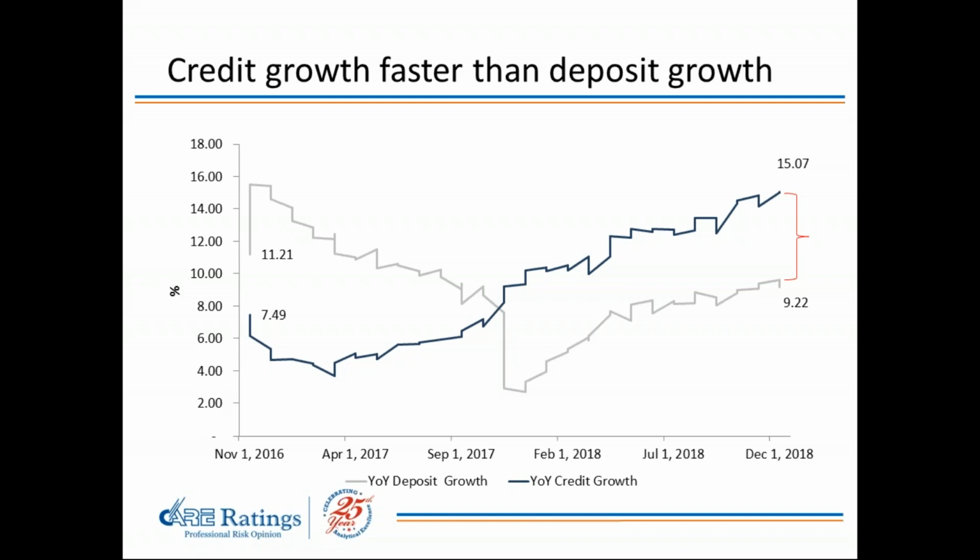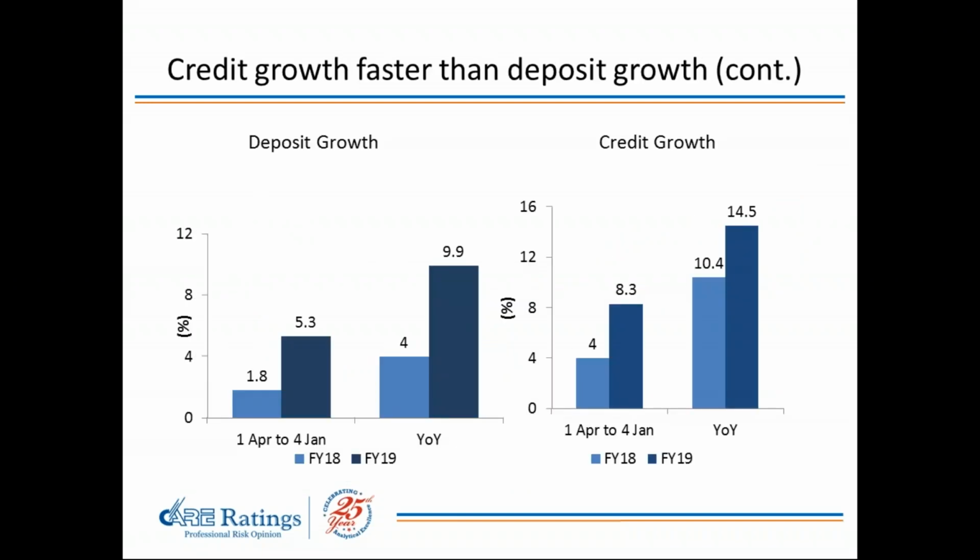Also during that period, liquidity in the banking system was largely in surplus. This chart shows both incremental and year-on-year offtake in credit and deposits as on 4 January 2019. The incremental credit growth, that is from 1 April 2018 to 4 Jan 2019 at 8.3%, has outpaced the incremental deposit growth of 5.3%. The credit growth this year has been mainly driven by services and personal loans. Within services, credit to the NBFC sector has been the highest.